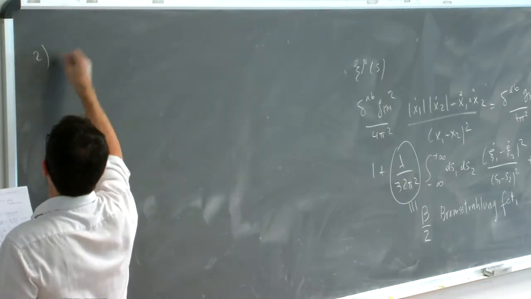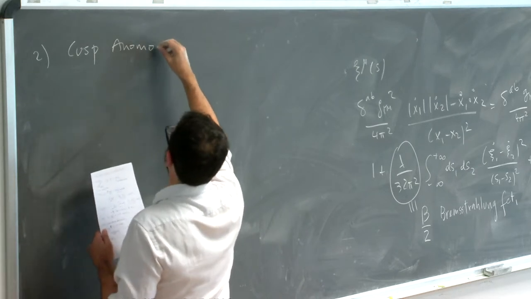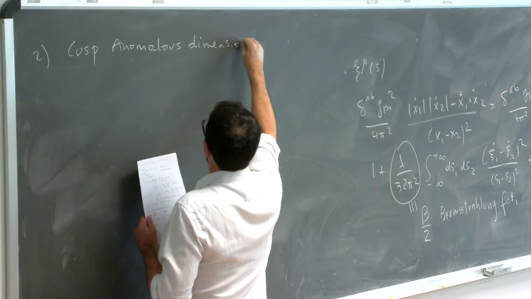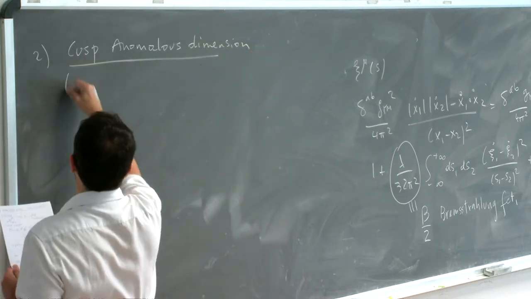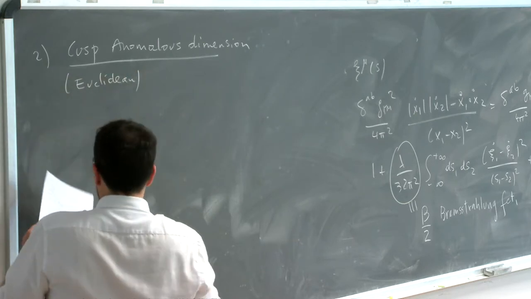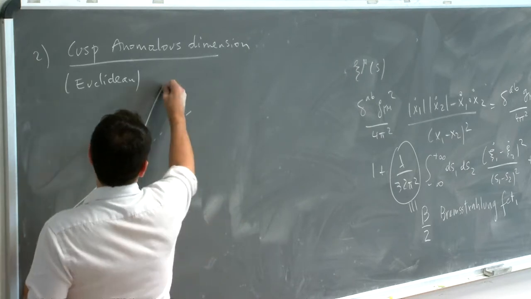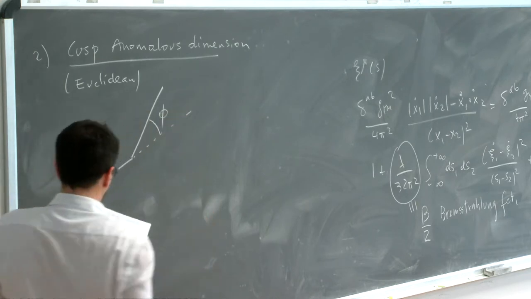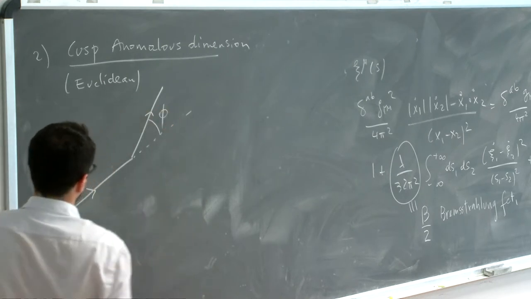So the second example is called the cusp anomalous dimension. Now I'm in Euclidean signature, and I'm considering what would be a line, but at some point I introduce a cusp. This angle, I call it phi. So the line goes like this.